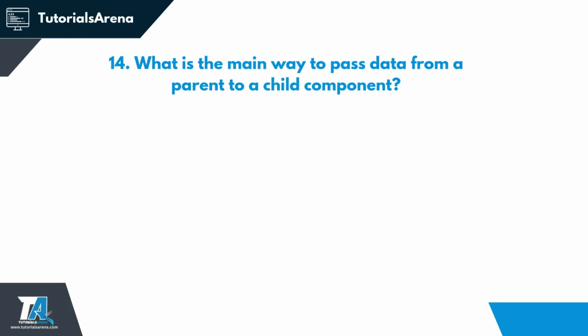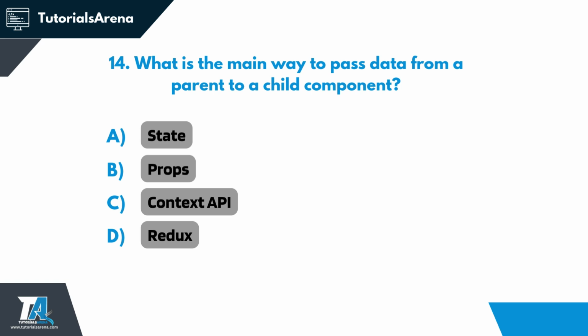Question 14. What is the main way to pass data from a parent to a child component? The options are option A, state. Option B, props. Option C, context API. Option D, Redux. The correct answer is option B, props. Moving on to the next question.